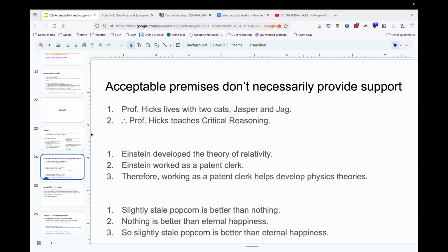Yeah, good. So one issue here is that this is only a single example. We only have this one example of Einstein. When we start talking about generalizations, the first rule we're going to use for generalizations is that you need more than one example. So that's an important weakness here, is that we only have the one example of Einstein, and there are lots of people who work as patent clerks and didn't go on to develop physics theories.